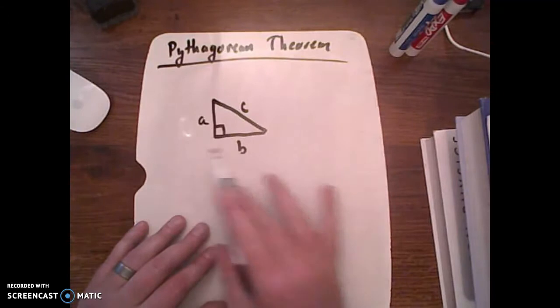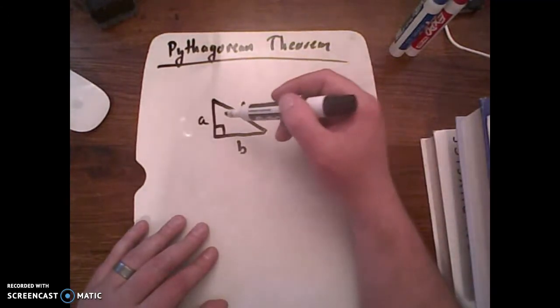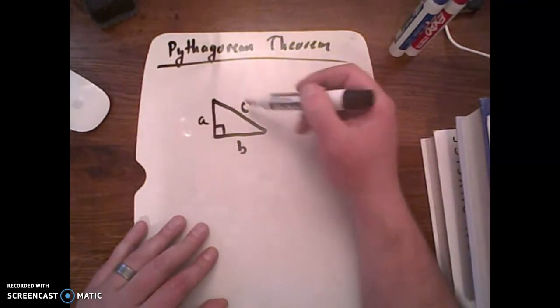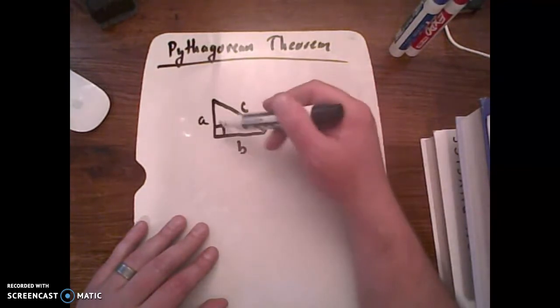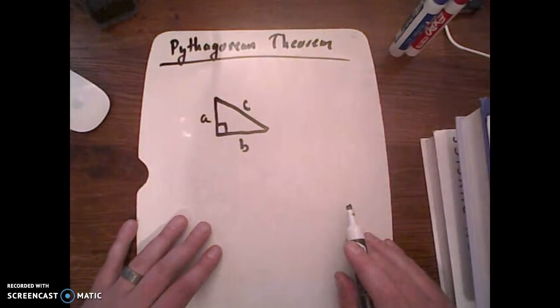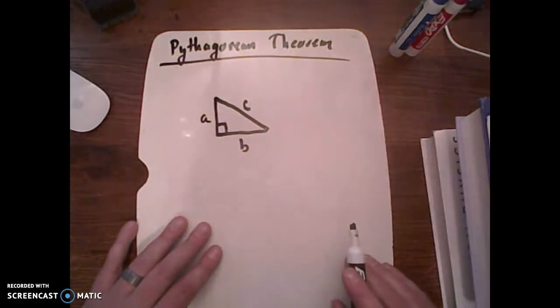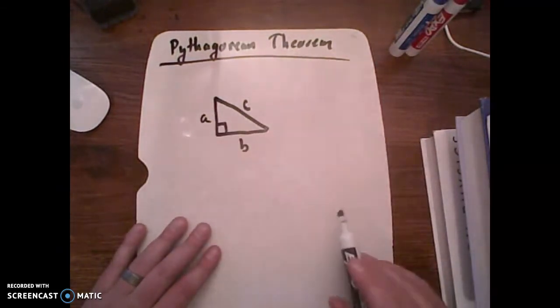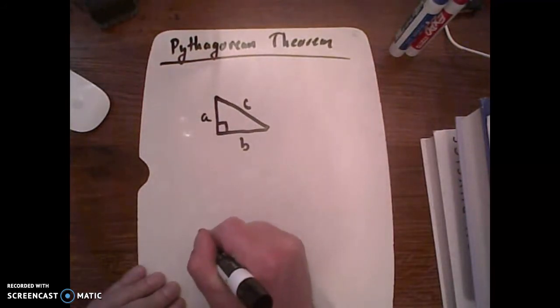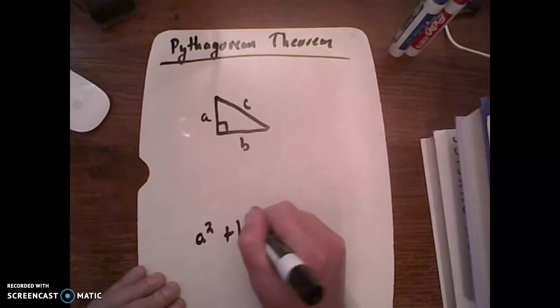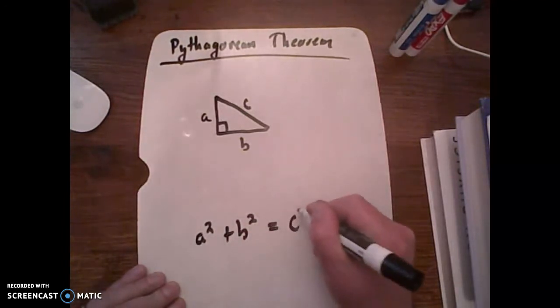Now, oftentimes with a right triangle, the longest side is called the hypotenuse, and the two shorter sides are sometimes called the legs of the triangle. Now, what the Pythagorean theorem does is it relates these three sides together, and what it says, famously, is that a squared plus b squared is equal to c squared.